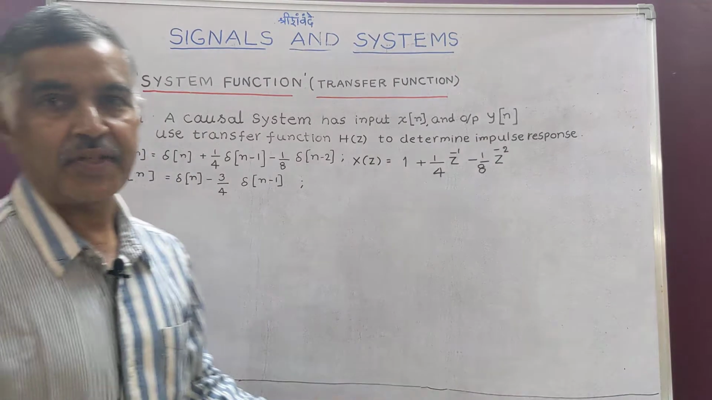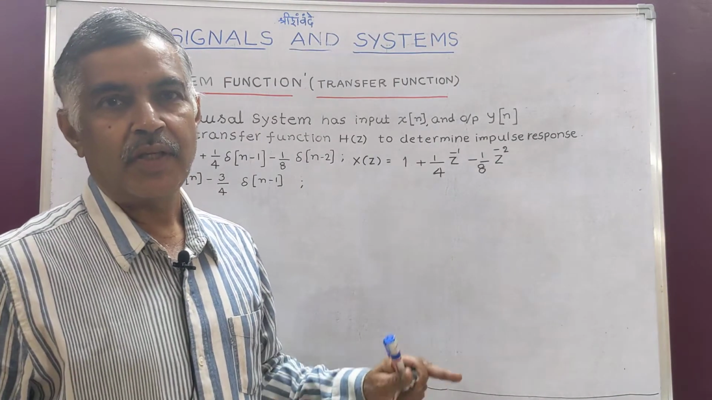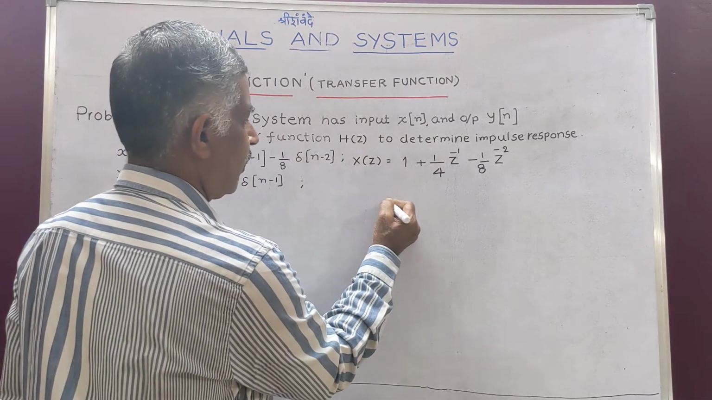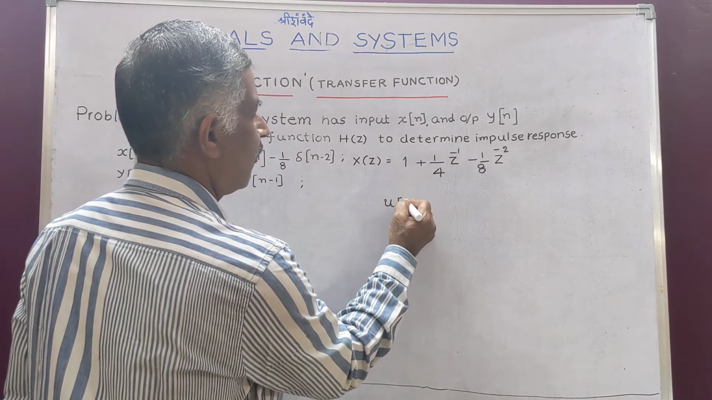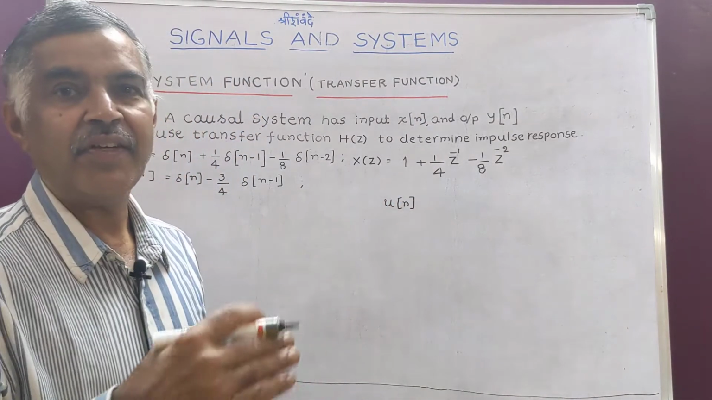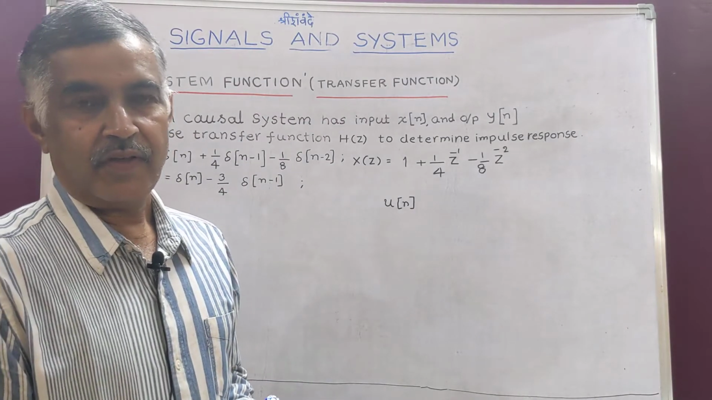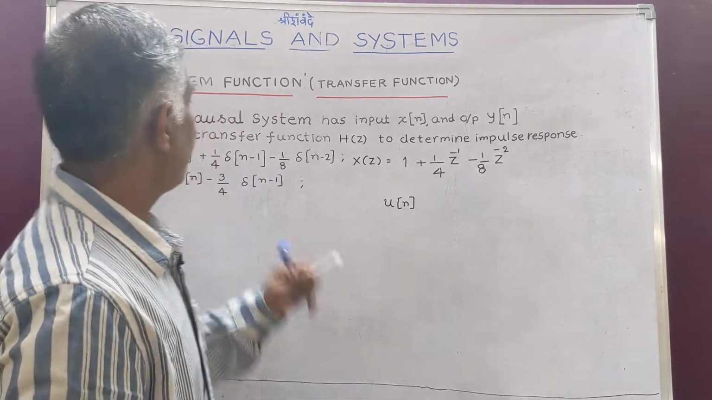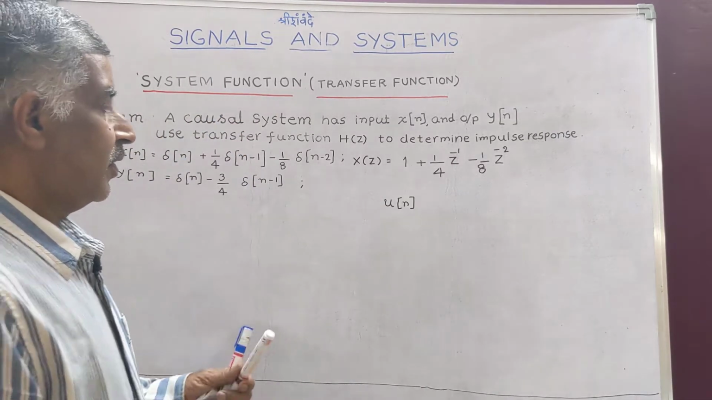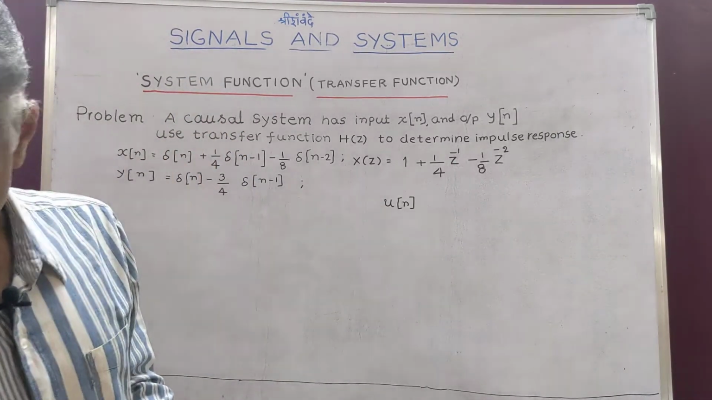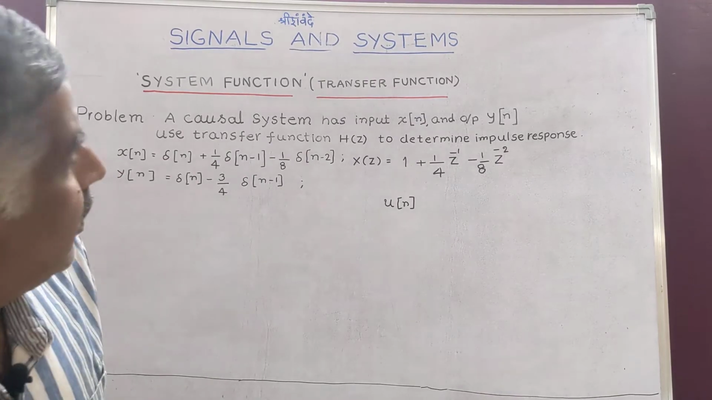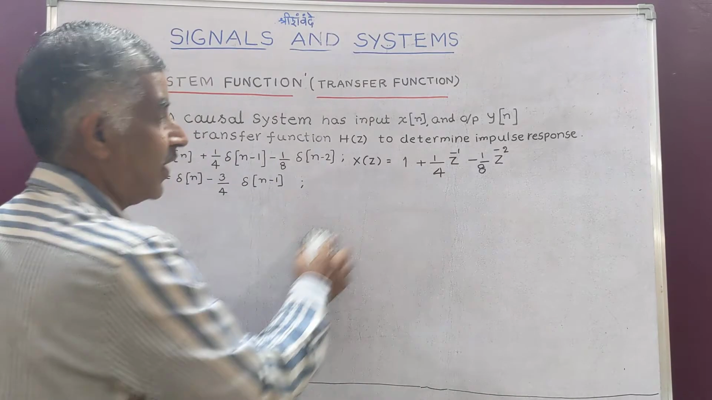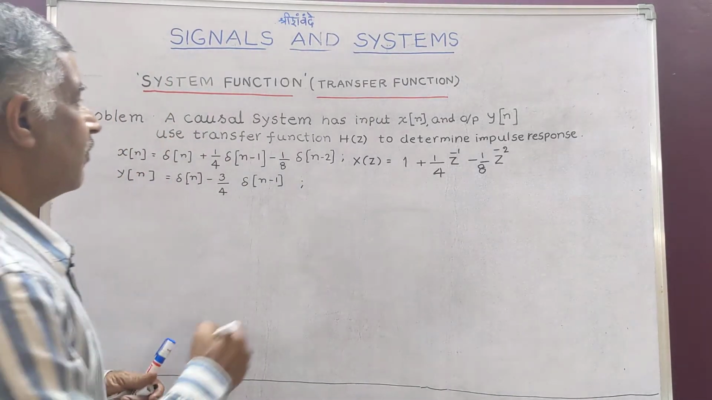Now a causal system. What do you mean by a causal system? Causal system means, for example, u of n. u of n is a causal system. That means it is a right-sided function. If it is a right-sided function, it is what is called a causal system. Now causal system, and we have found out the X(z). Next we shall find Y(z).